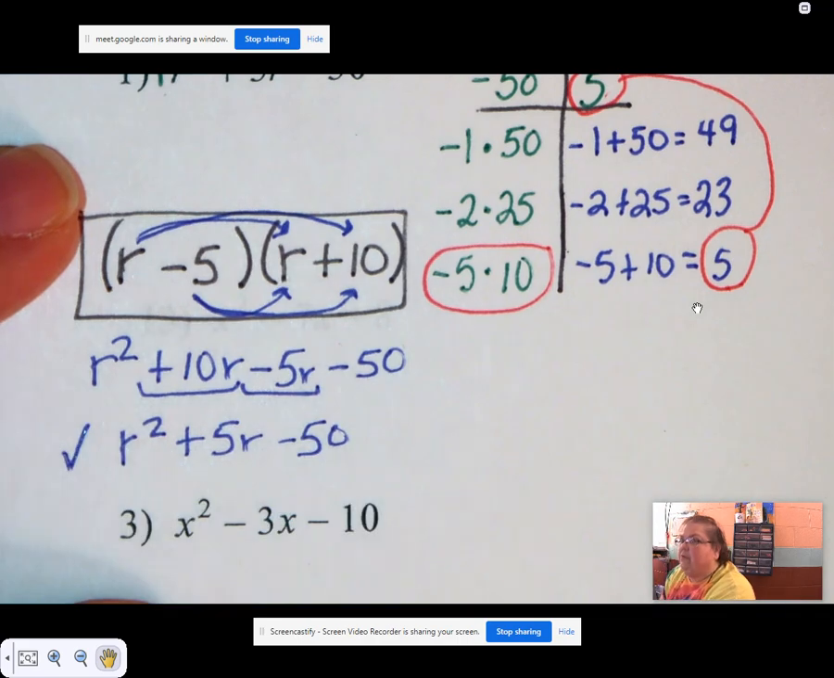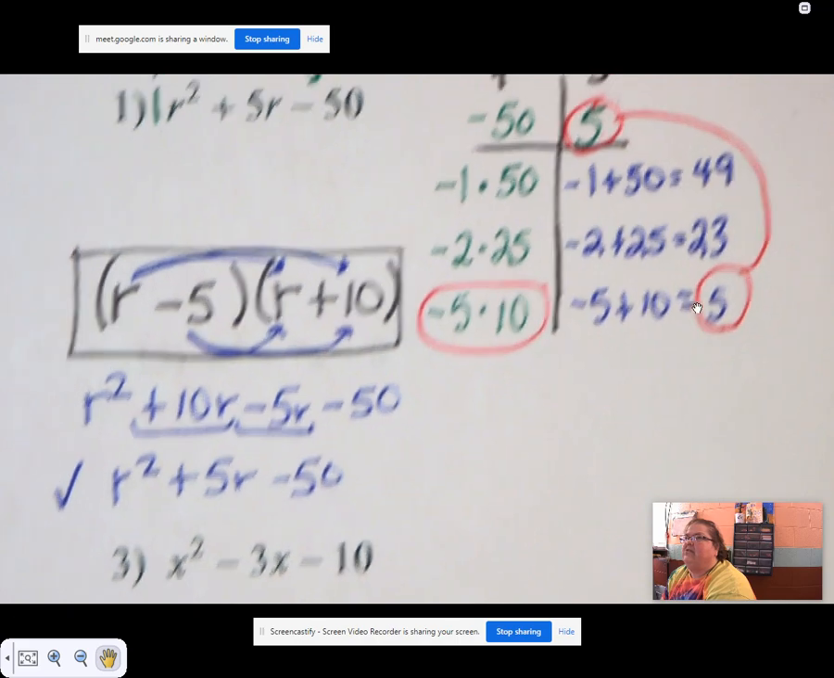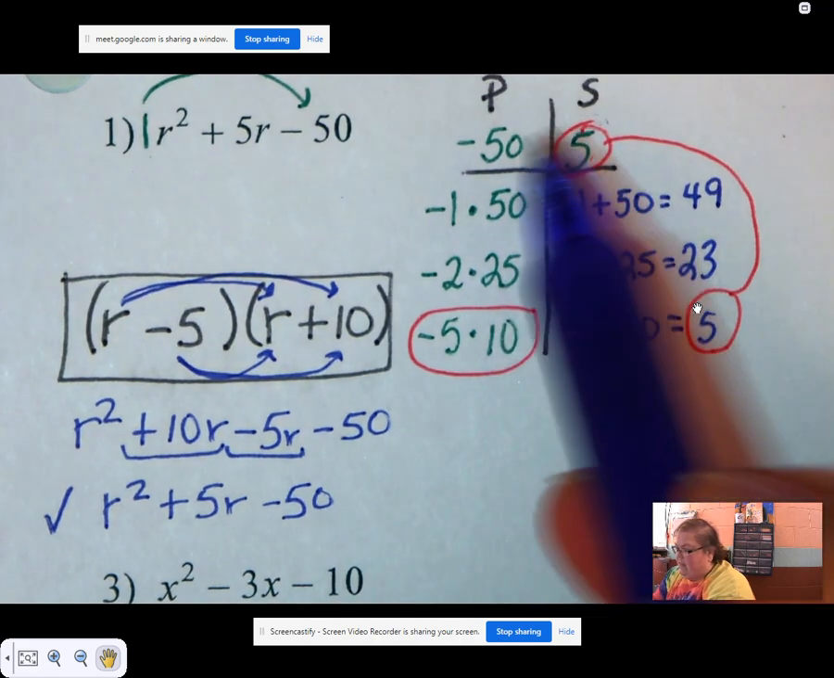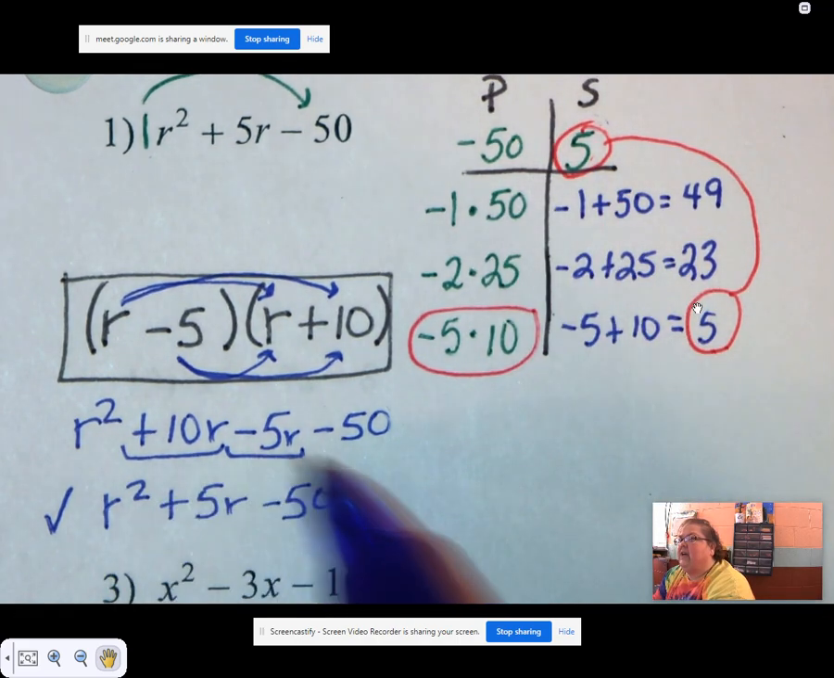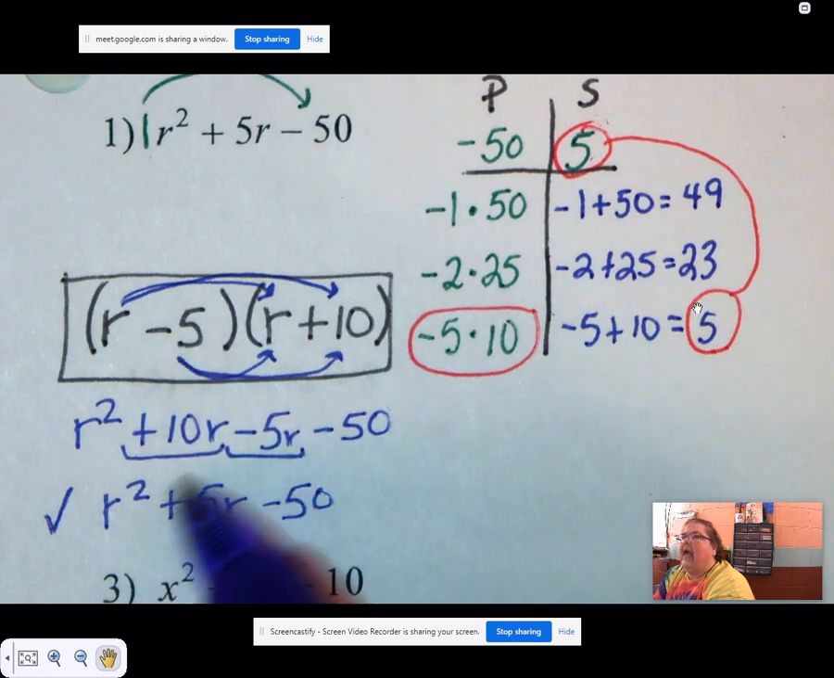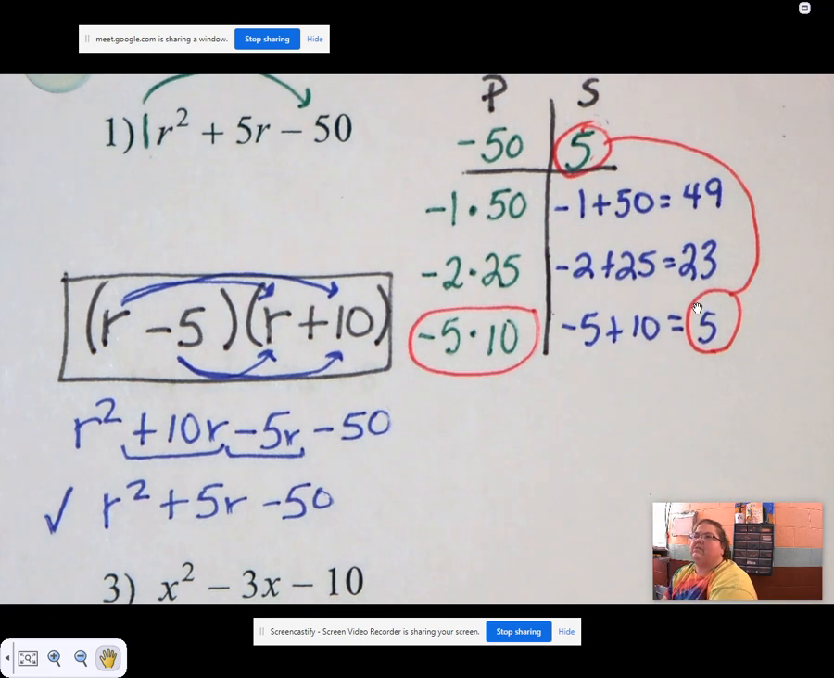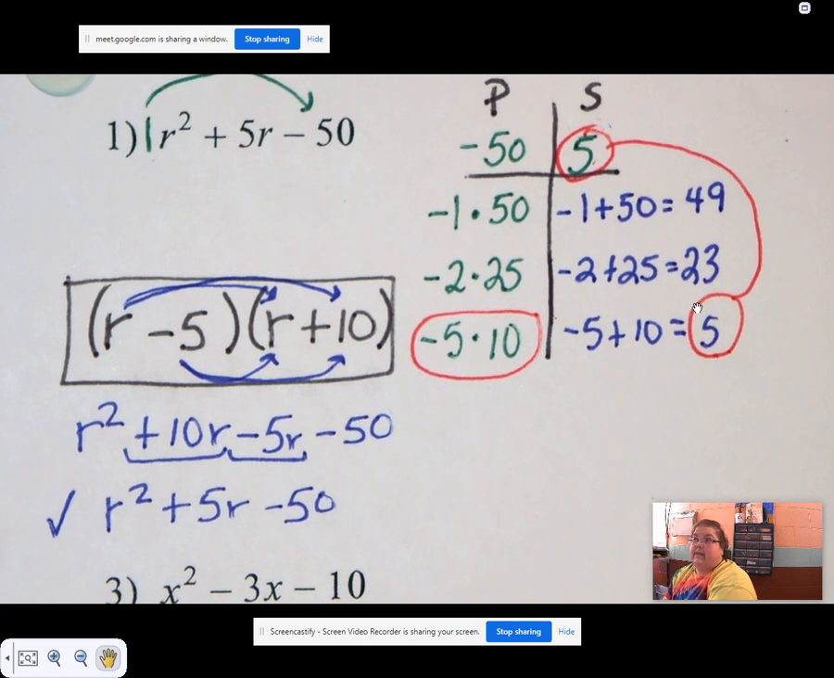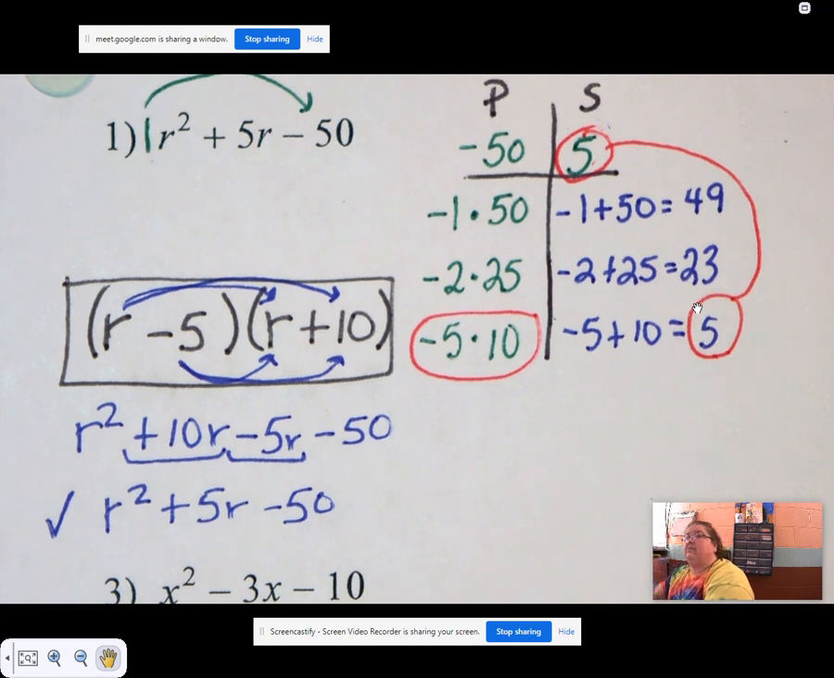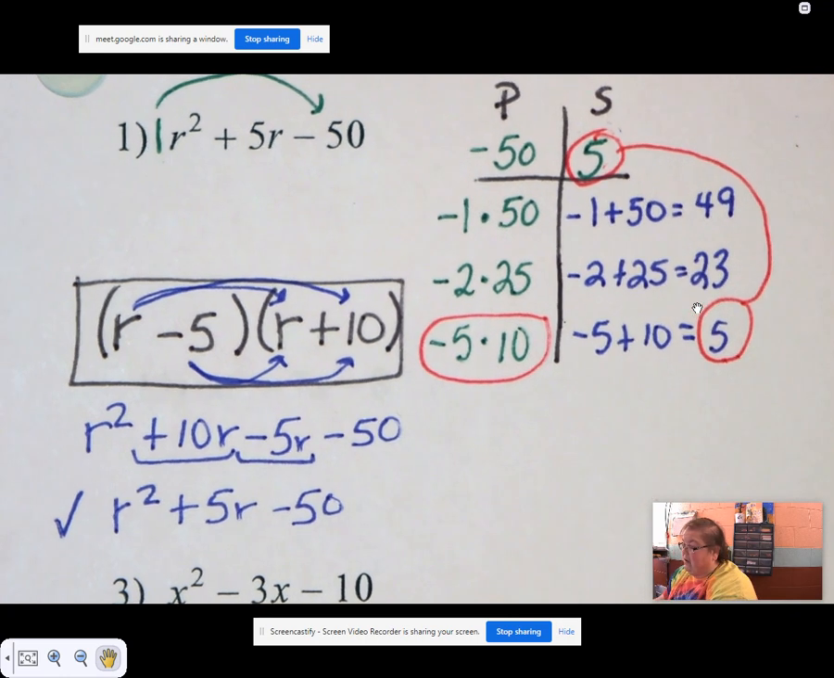So it checks out. So I'm going to put a little check mark there. So that is the reason that the product is A times C, because I multiply to get those, add to get that middle term. That's why their product sum, and that's why the negative 50 is a product and the positive 5 is a sum, because I multiplied to get the negative 50 and added to get the 5. Okay.